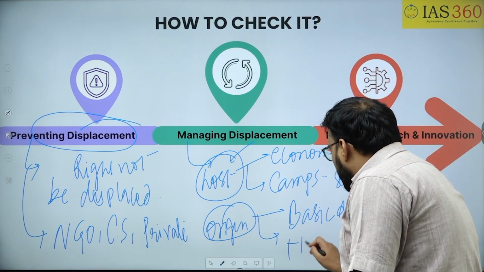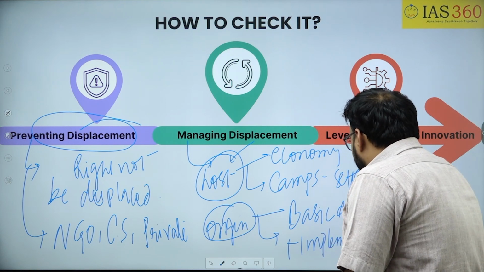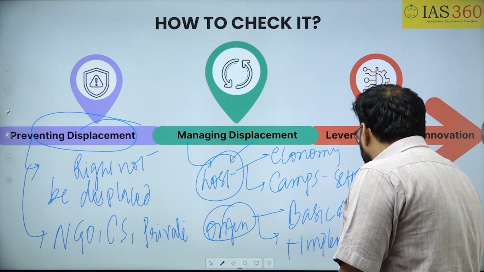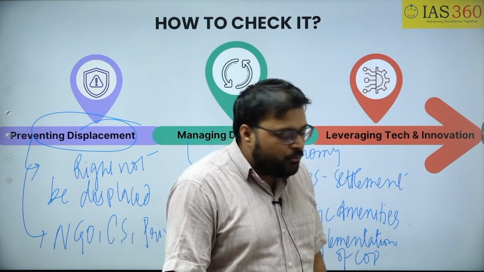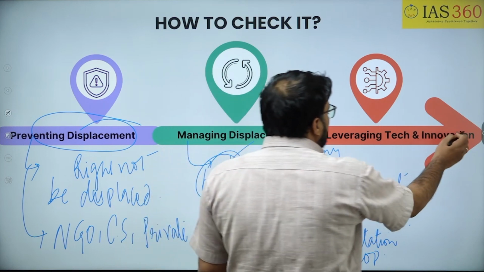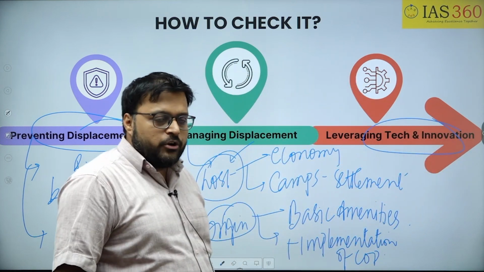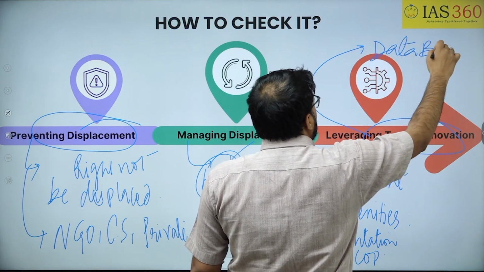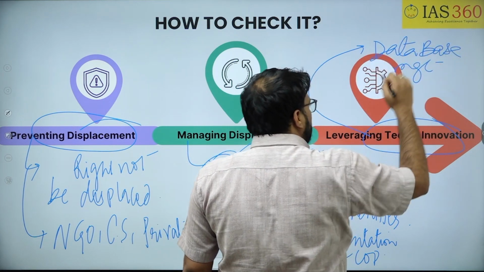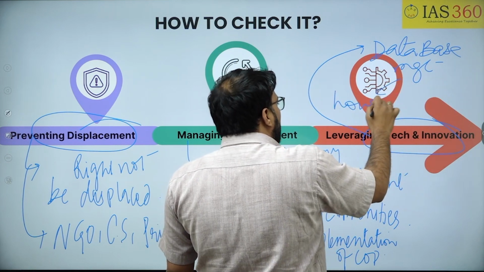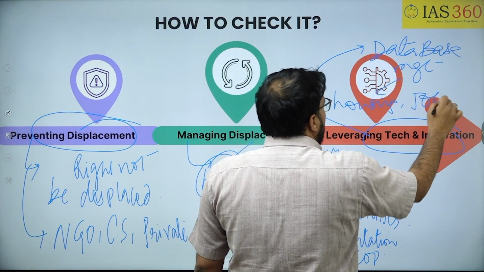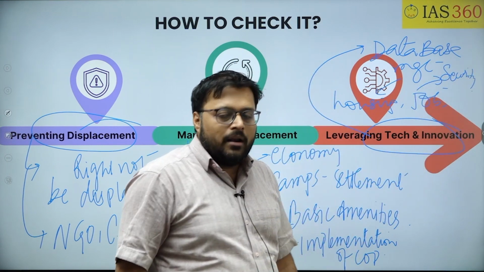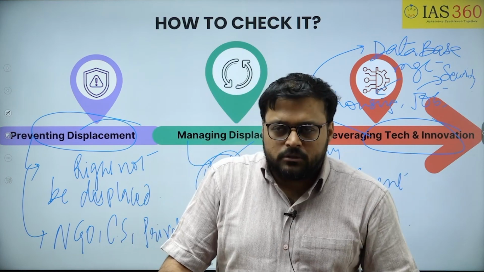Along with this, we should focus upon the implementation of the Conference of Parties and its outcomes so that climate refugees can be checked. And the last one is leveraging technology and innovation. So that if people are migrating, there should be database management. And if you have better database management, you can provide them housing, better jobs, and that will result in security, and that will again check their vulnerability. So this is all about forced displacement.